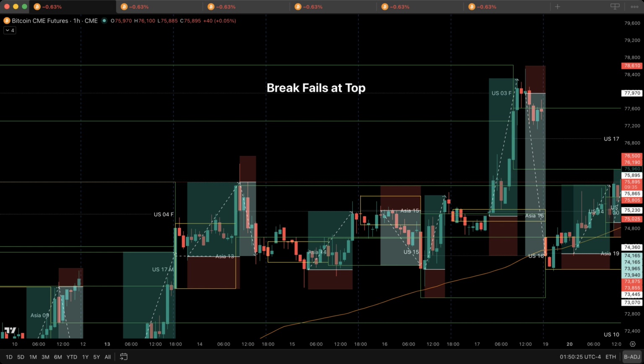The range compresses. Moves look clean, but distance stays short. Reactions come back faster. Price pushes up. It reaches the April 16th US session upper boundary. It pauses. It does not extend.